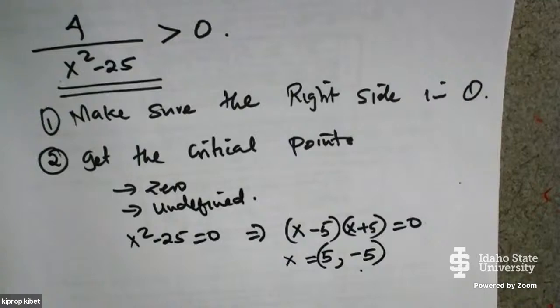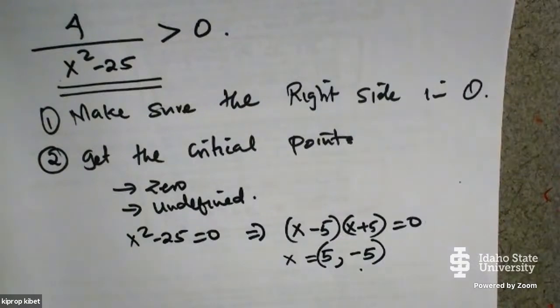Now, is there a point when it will be 0? There is none, right? Because for the point to be 0, you equate the numerator to 0, right? But we don't have any value of x here. So we only have the constant, which is 4. So that means the only thing that can give us the critical points is when it is undefined, right? So we have the 2 points, which are x equals 5 and x equals minus 5, to be the points where this will be undefined. Number 3.